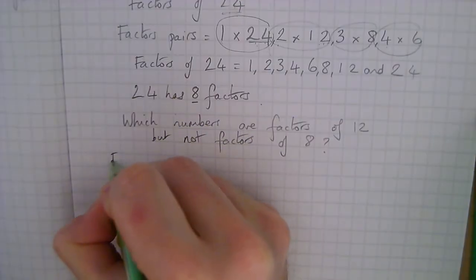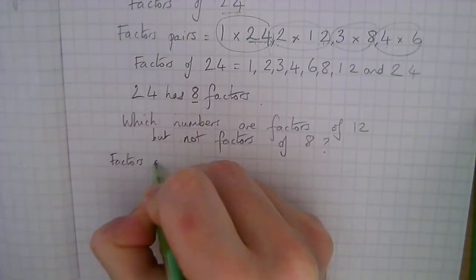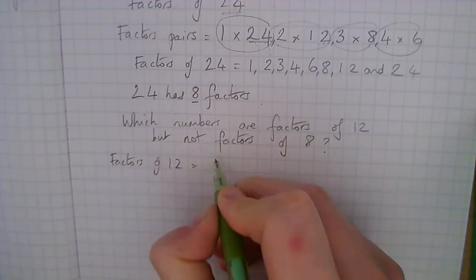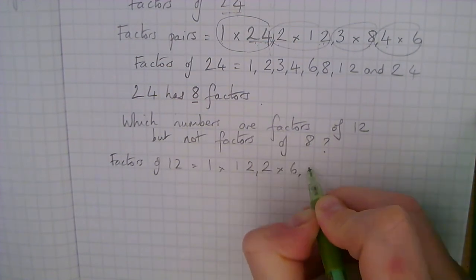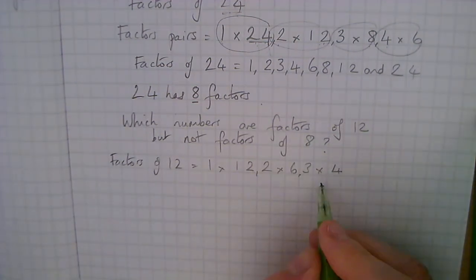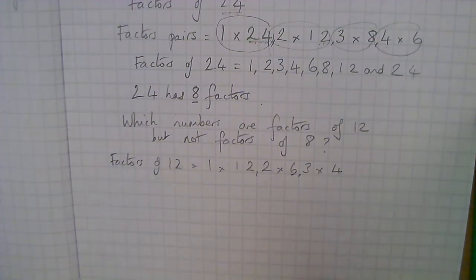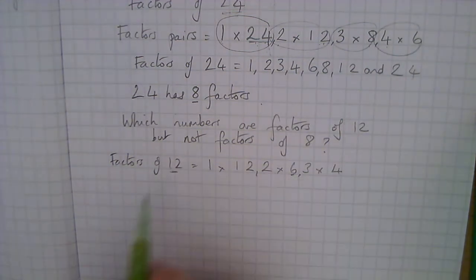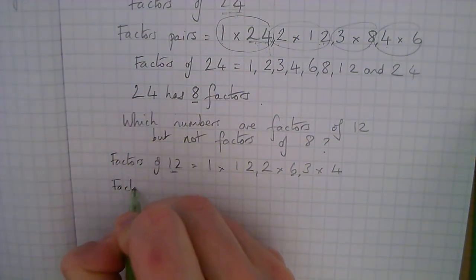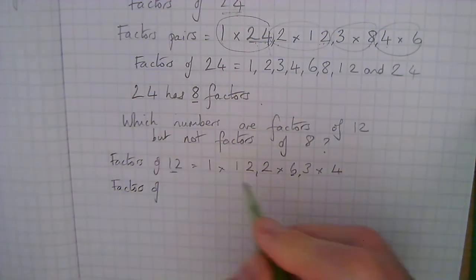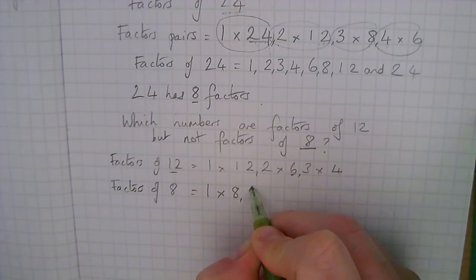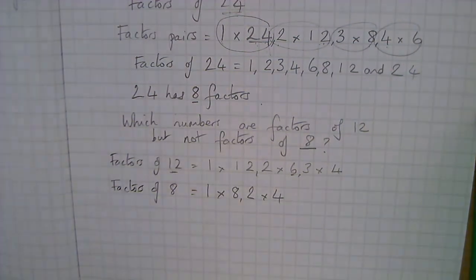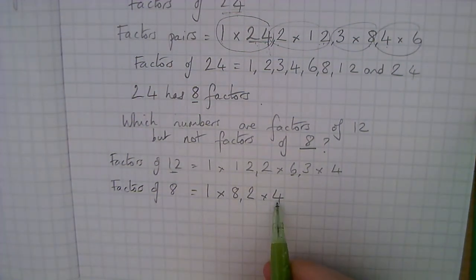So what are the factors of 12? Do the factor pairs. 1 times 12, 2 times 6, 3 times 4, 5 doesn't work, and then 6 we've already done. I'm halfway to 12, so there's no point going any further. Then write out the factors of 8. 1 times 8, 2 times 4, 3 doesn't work, and then 4 out there.